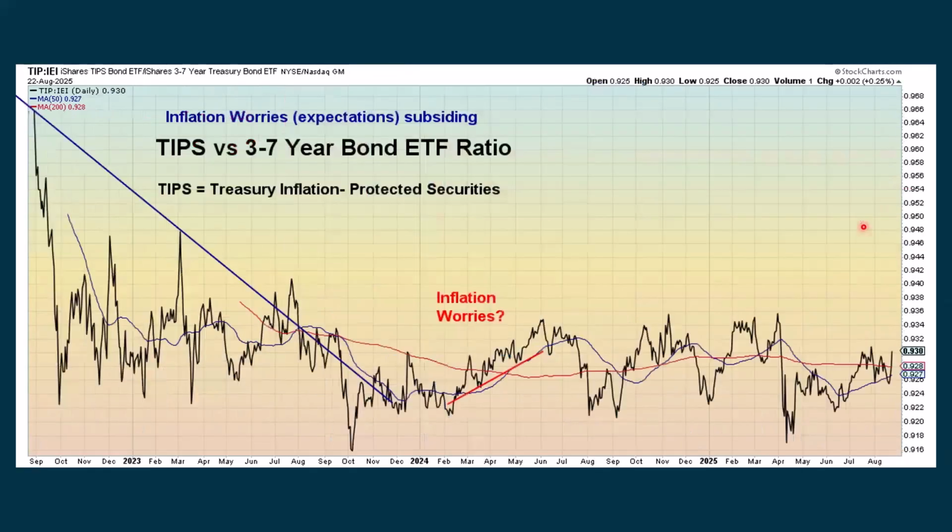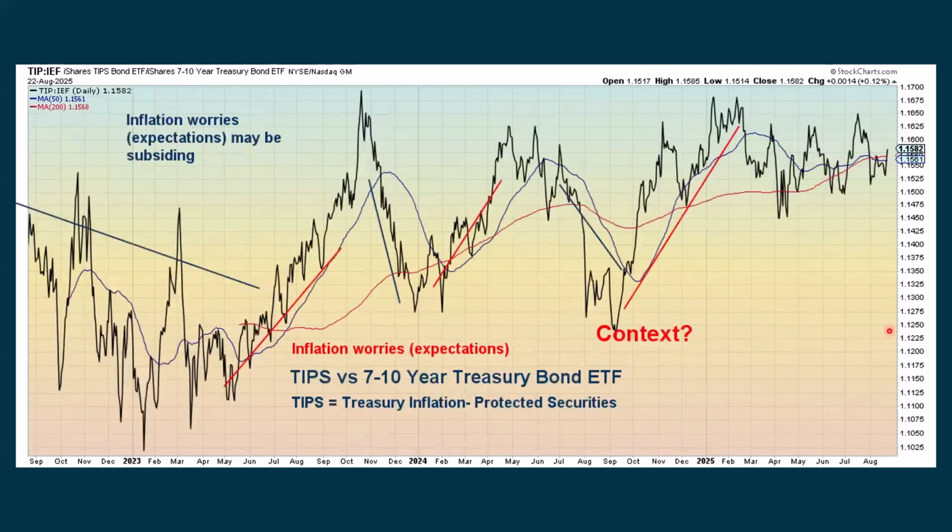Now, we did come up a little bit here with TIPS, which are Treasury inflation protected securities. That's what people get into when they're worried about inflation and interest rates. Well, this ratio did go up a little bit here. We'll see if this tends to equalize or if it's going to continue to go up. And then we're coming back up a little bit with TIPS to the 7 to 10 year measurement here, but really going sideways.